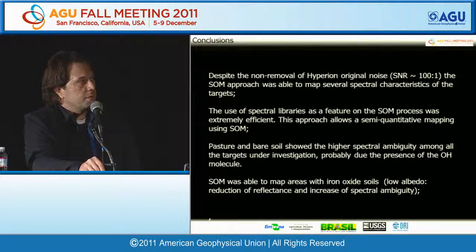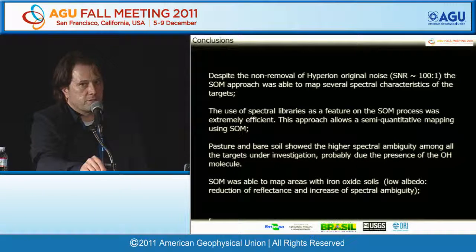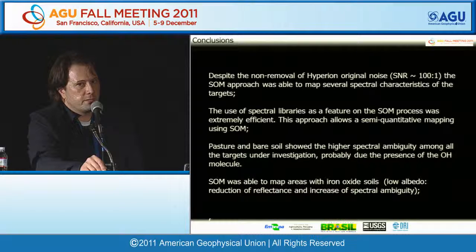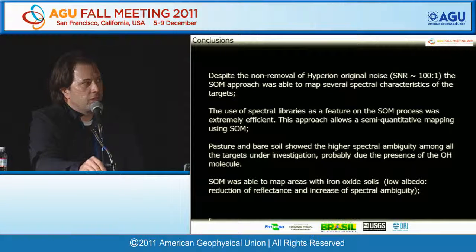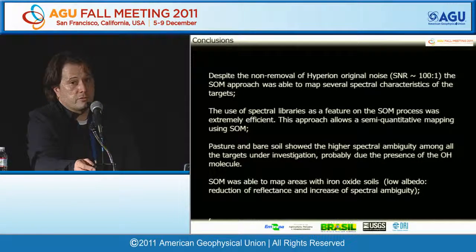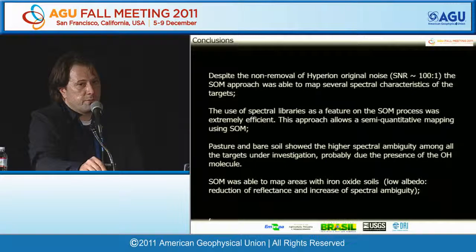And the SOM was able to map areas with iron oxide soils. This is not a simple task, because when I have oxide soil, there is a possibility of confusion with low albedo areas, low energy areas, such as moisture soils, or whatever, huge vegetation, large areas of shadows, for instance, the possibility increases.